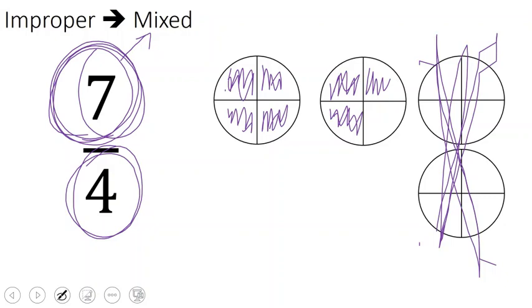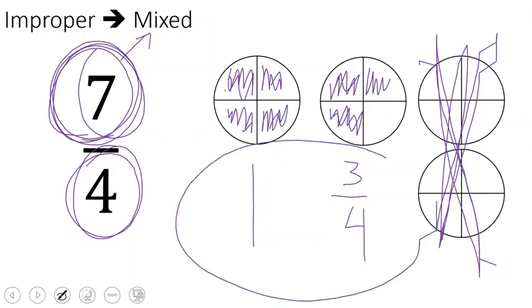Now that I have a picture, I can just use that picture to tell me my mixed number. I have 1 whole circle colored in, and I have 3/4 of a second circle colored in. So altogether, I have colored 1 3/4. So 7/4 is equal to 1 3/4.